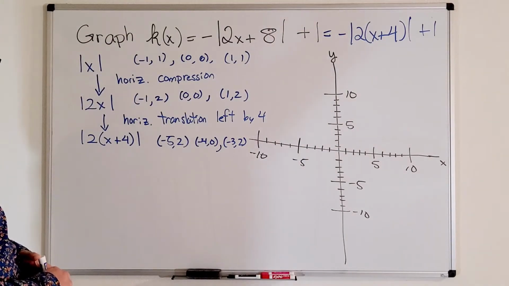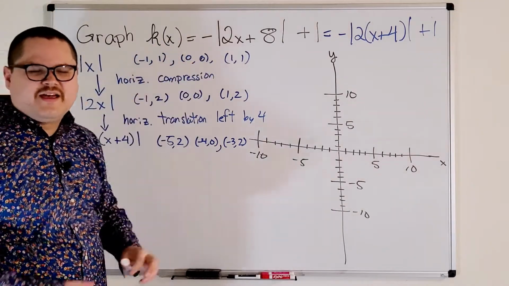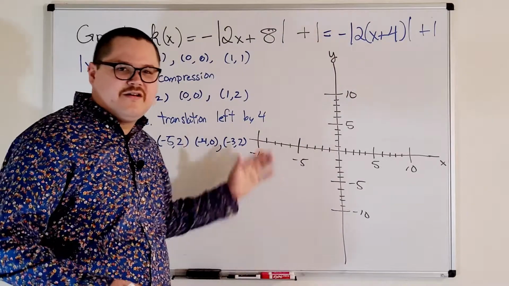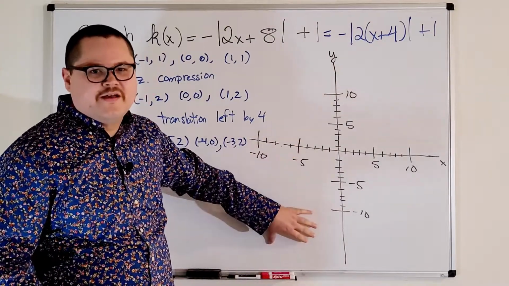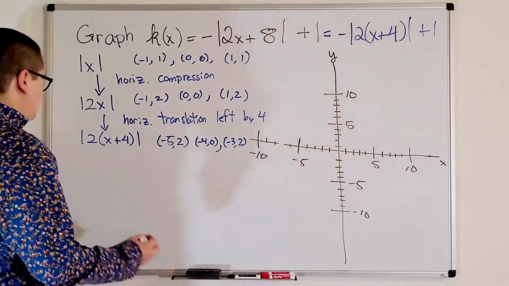Well, what's next? We also have this negative sign here. A negative sign out front we know is going to be a flip over the x-axis. Okay.